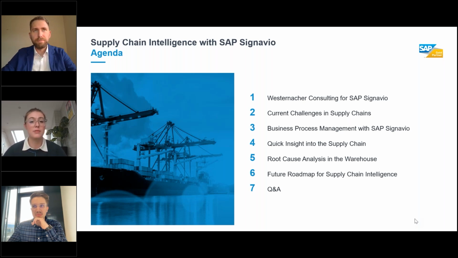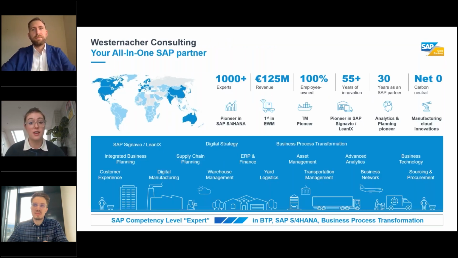On the next slide, we've got an overview of Westernacher as a company. Before we dive into the solutions, I'll just introduce us. We're a medium-sized consulting firm, and we've been a trusted name in the industry for over 55 years, with over 30 of those as an SAP partner. Came about in the summer of '69.